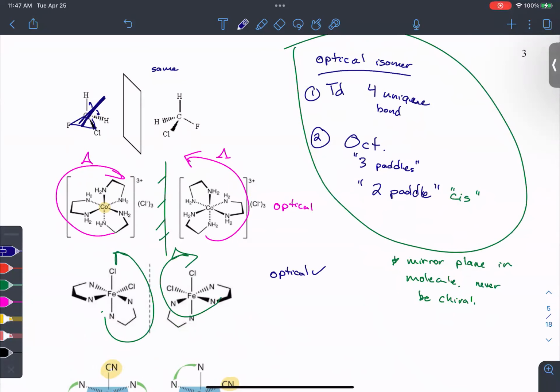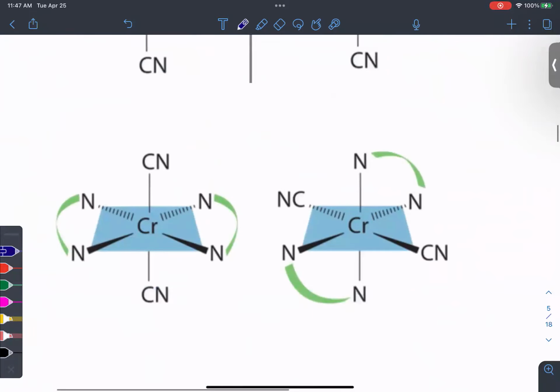All right, let's keep going. All right, we said those are the same. What about these two molecules? Are those mirror images? No, but what are they? They're the same molecule, yeah. How did you get there?